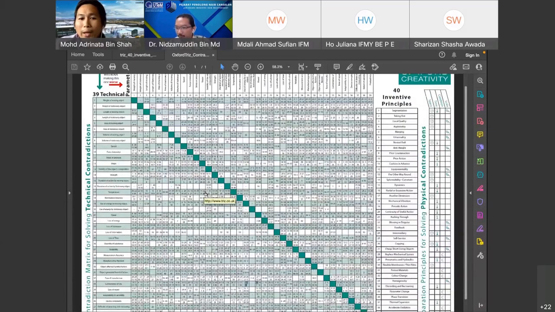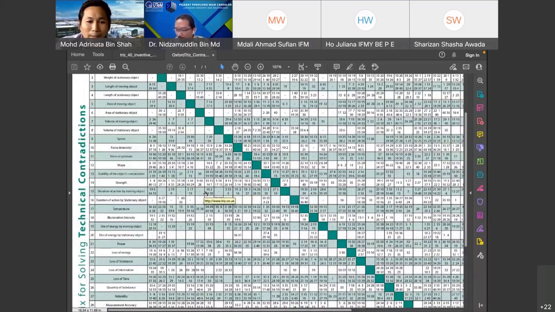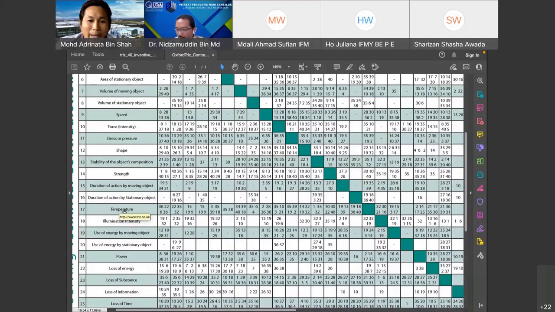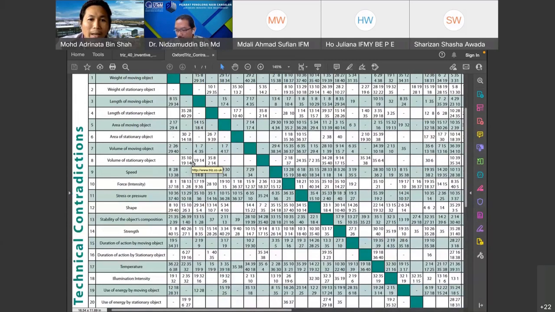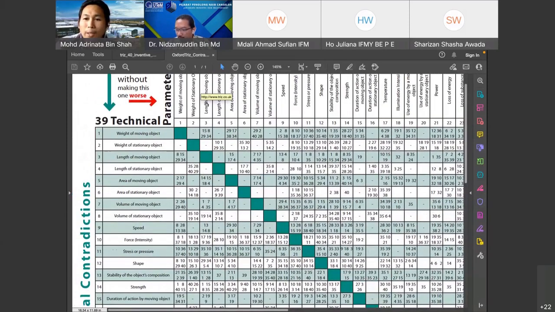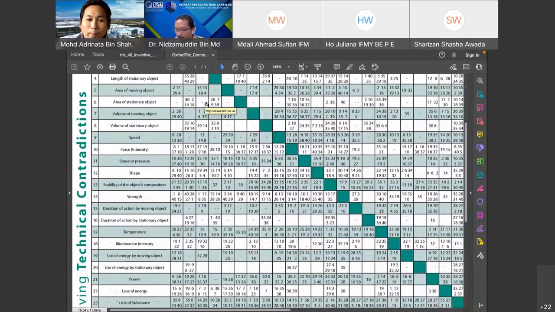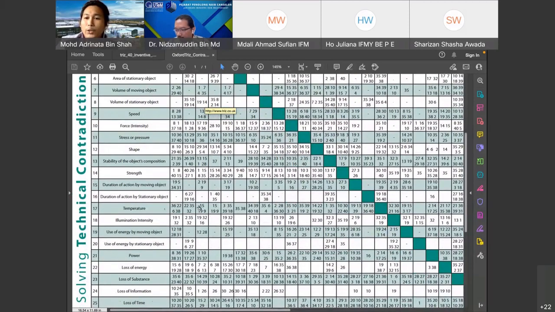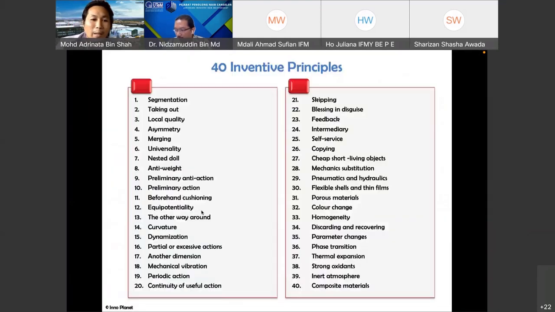Okay, we improve the temperature, number 17, and the worsening factor is length of moving object. So number 17 versus number 3. The contradiction matrix gives 15, 19, and 9. So let's say it is like that, 15, 19, 9. Try to look at number 15.